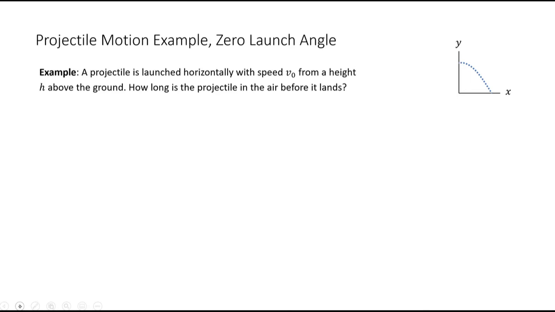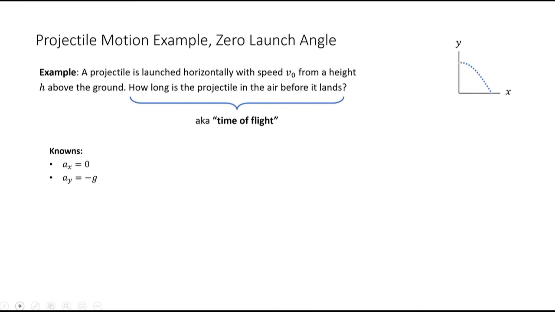So as an example, say we have a projectile that's launched horizontally with speed v naught from a height h above the ground, and we want to know how long is the projectile in the air before it lands. This is a classic. Okay, so whenever you see how long is the projectile in the air before it lands, really this can also be referred to as the time of flight of the projectile. So if you see time of flight, think how long is it in the air. All right, so how would we go about solving this?